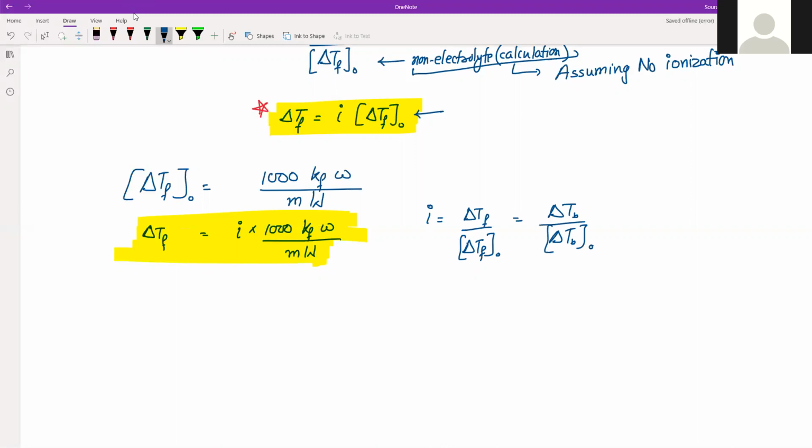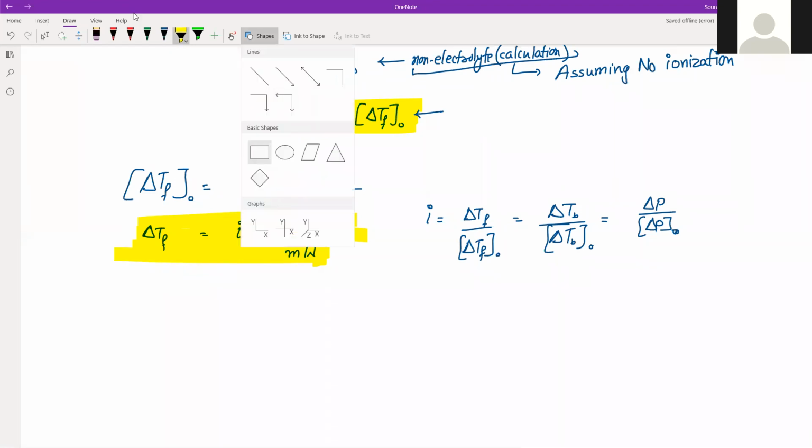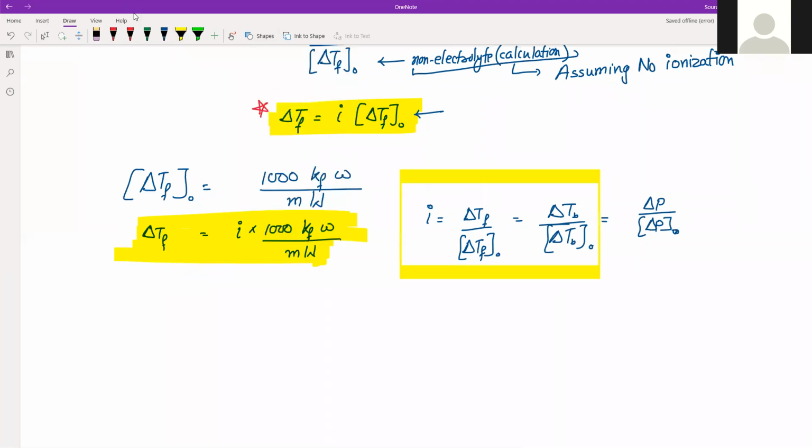So whatever is in the denominator, that is the calculated value, or lowering of vapor pressure divided by the calculated value of lowering of vapor pressure. So these are the three different conditions in which you can find the value of I, that is the Van 't Hoff factor.